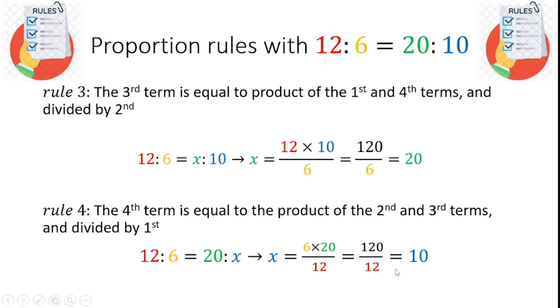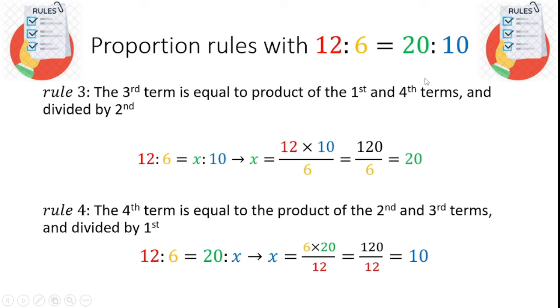And then if I don't have the third term, what happens? Yes, I can utilize rule 3, for the third term. Here you see 20. How can I get the 20 from this proportion? Yes, the statement is like 12 is to 6 is equal to x is to 10. How can I get this third term, which is the green color? Yes, x is equal to the product of the first term and the fourth term divided by the second term 6. So from this I can get 120 divided by 6. If I simplify this, I can get 20. Yes, now I got the third term as 20.